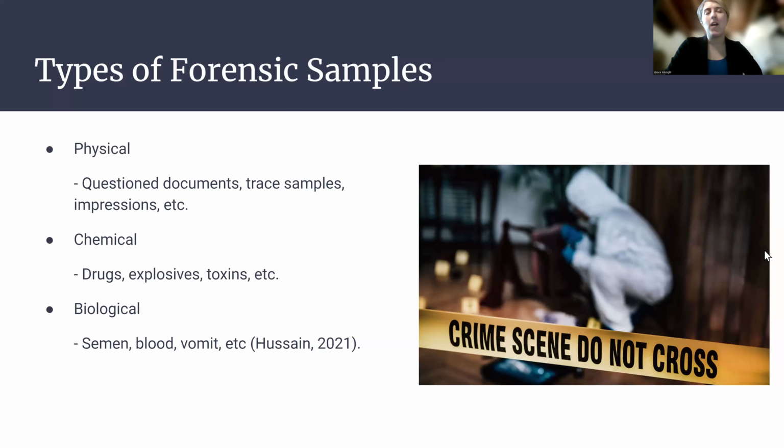All right, so to start off, we have three different types of forensic samples, according to Hussein, that you might encounter at some point in your career. To start off, we have physical samples. These are going to be the question documents, trace samples, and impressions. Next up, we have our chemical class. This is going to be drugs, explosives, and other assorted toxins. And lastly, we have the biological samples, which include things like semen, blood, and vomit.